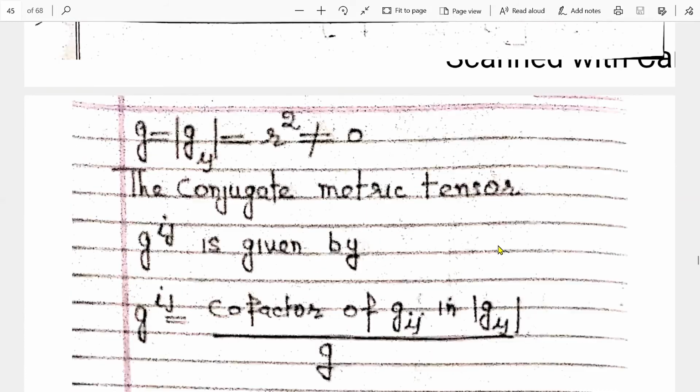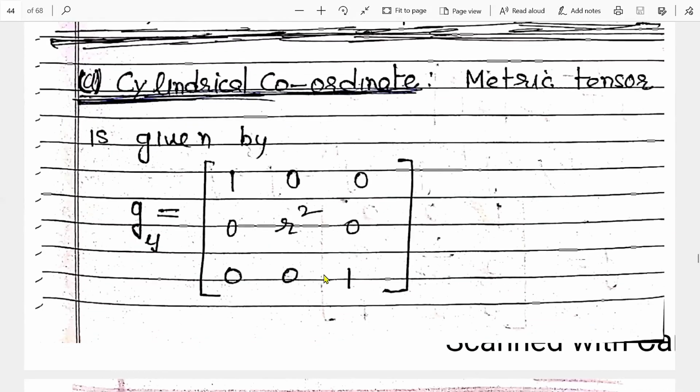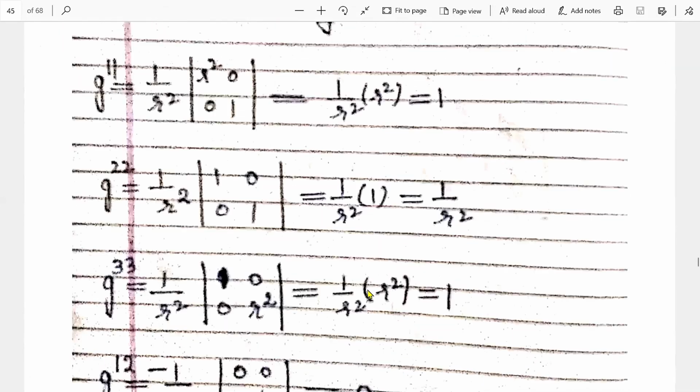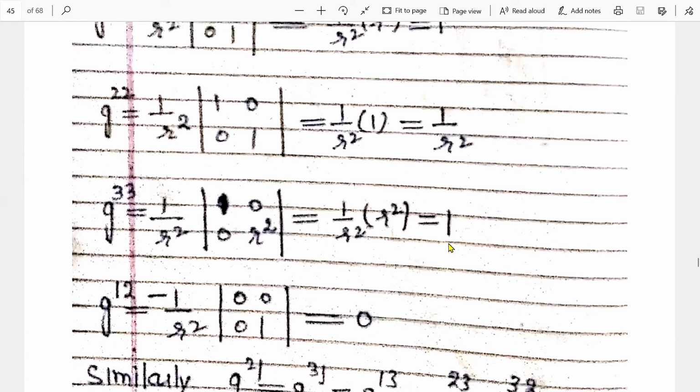Now again we take the third entry G33. Again ignore this and this. We first take the sign. Sign is positive, right? Now determinant is r square minus 0. So plus r square, which is again divided by g. If it is divided by g, it means divided by r square. If it is divided by r square, then we get the value 1.